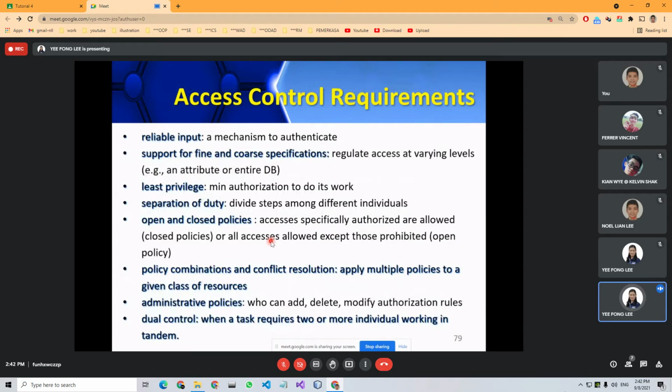This one shows the concept and the features that should be supported by an access control system: reliable input, support for fine and coarse specification, least privilege, separation of duty. Okay, this requirement, I leave it to you. Always get back to me if you have questions.